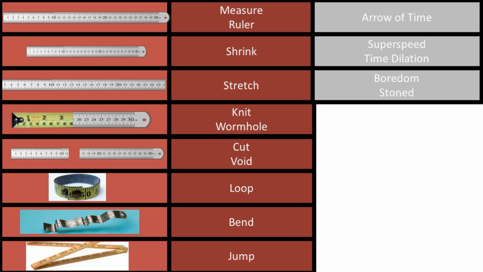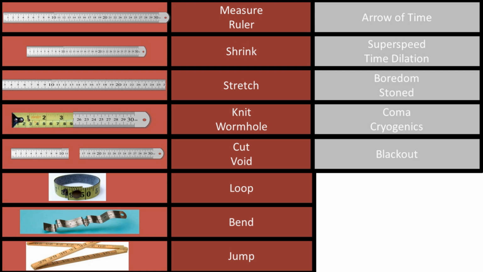If you knit two pieces of space together, it forms a portal or a wormhole. I've talked about this in my other videos. But in the time dimension, it's kind of like being in a coma and missing a bunch of time, or maybe being frozen, like in the Woody Allen movie Sleeper. If you're missing some time, maybe you were blacked out. Or if you're stuck in a time loop, maybe it's like the movie Groundhog Day.